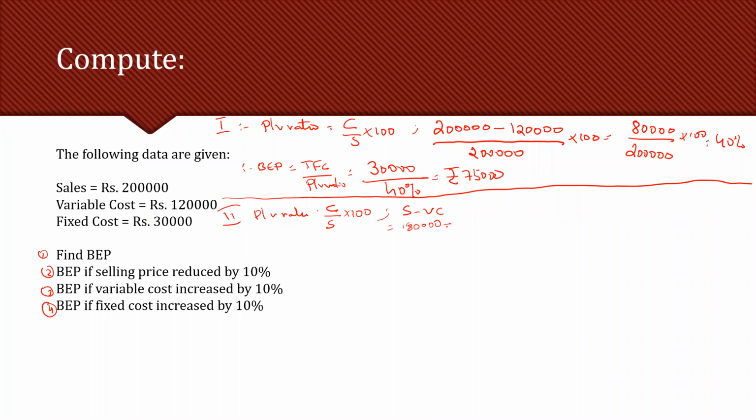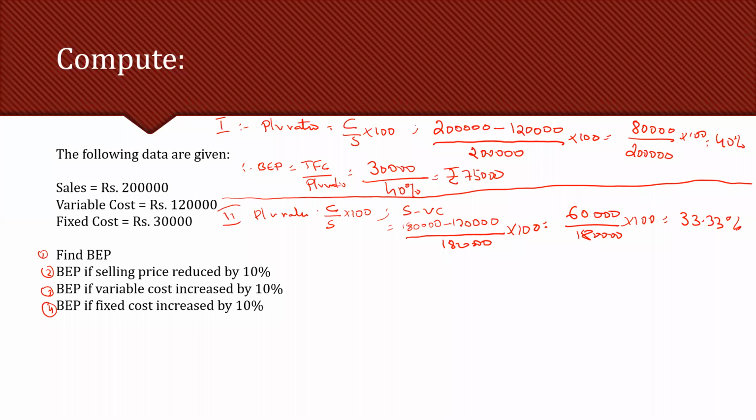Minus variable cost. Is there any change mentioned in the second case? No. So 1,80,000 minus 1,20,000 would be the contribution, divided by... how to find out PV ratio? Sales volume, what is that? Second case, 1,80,000 itself, right? Yes. 60,000 by 1,80,000 into 100. How much is that? 33.33. 33.33 is the new PV ratio.